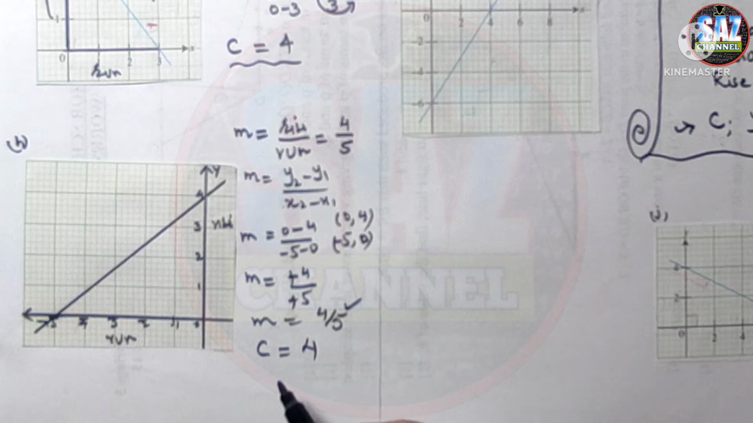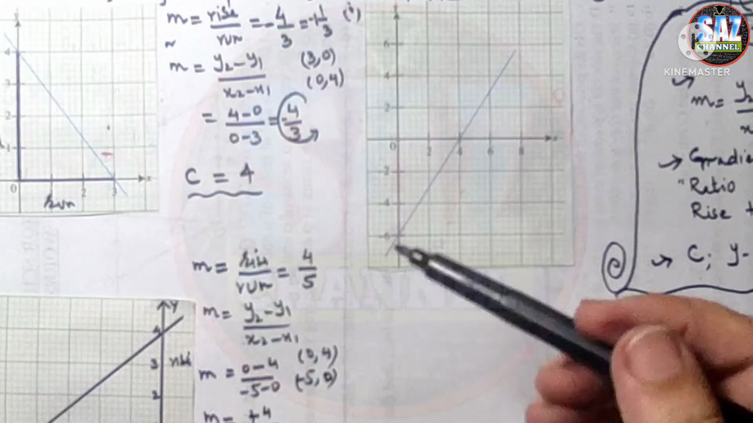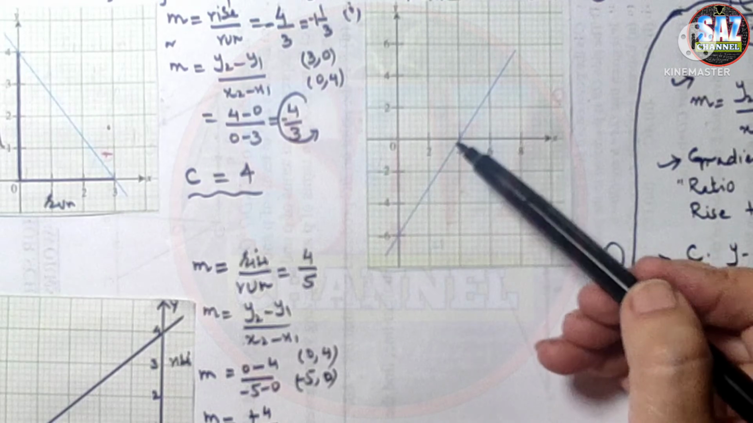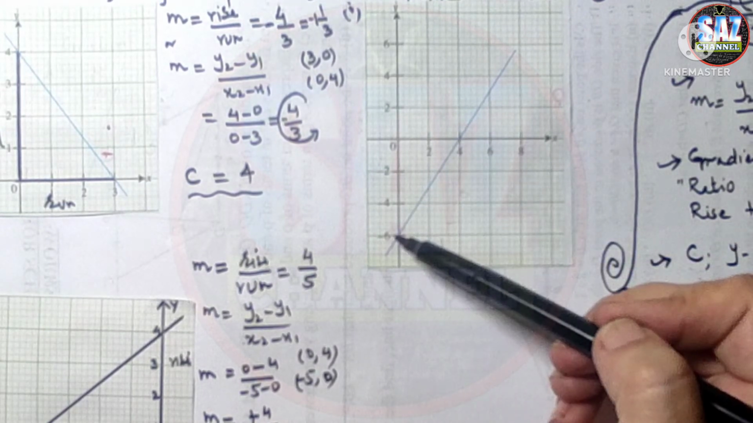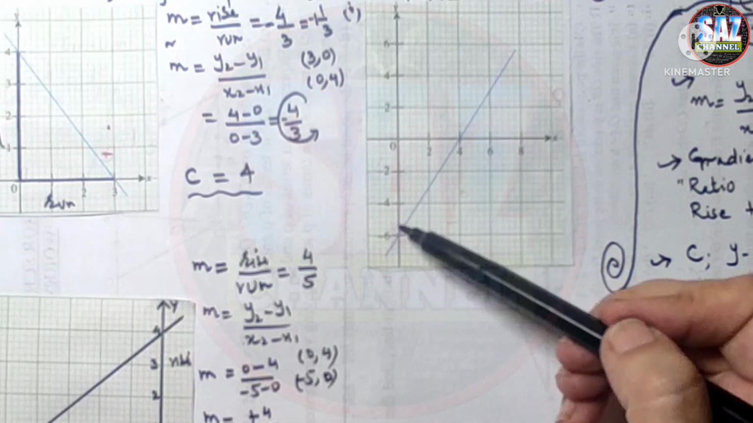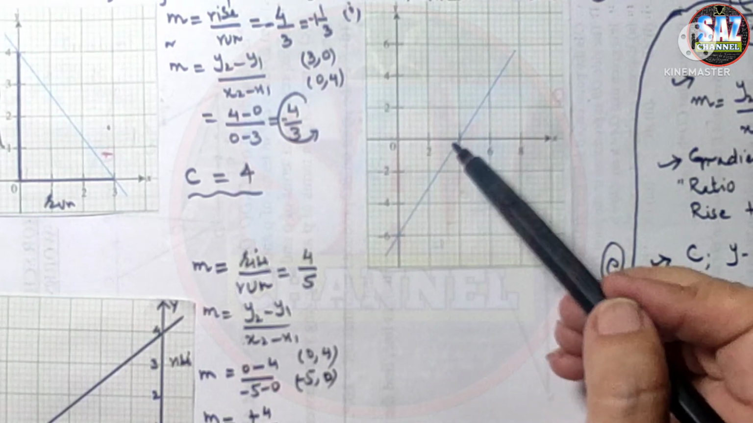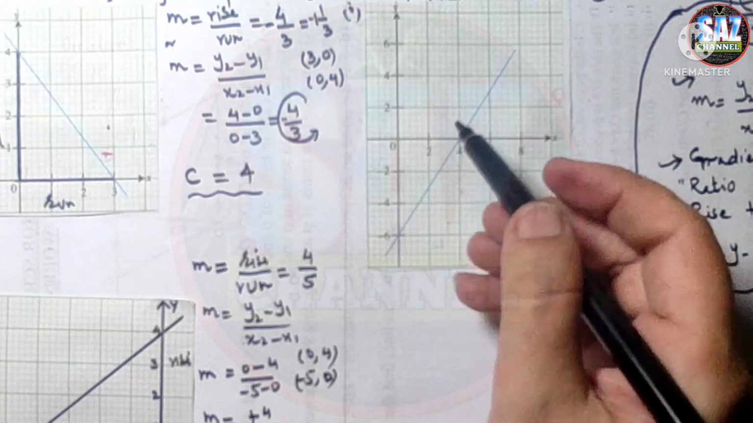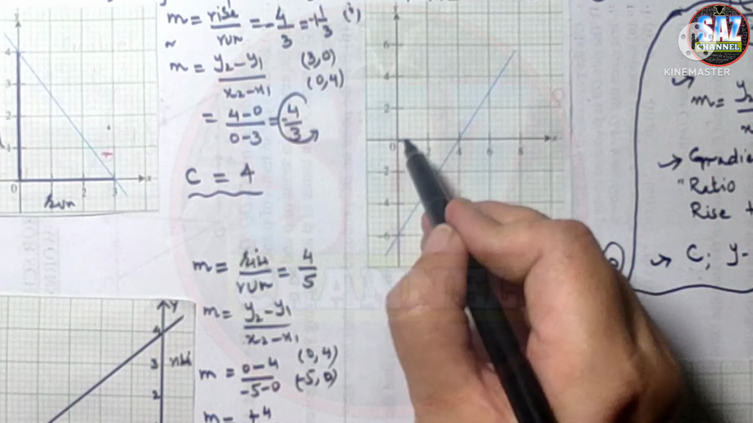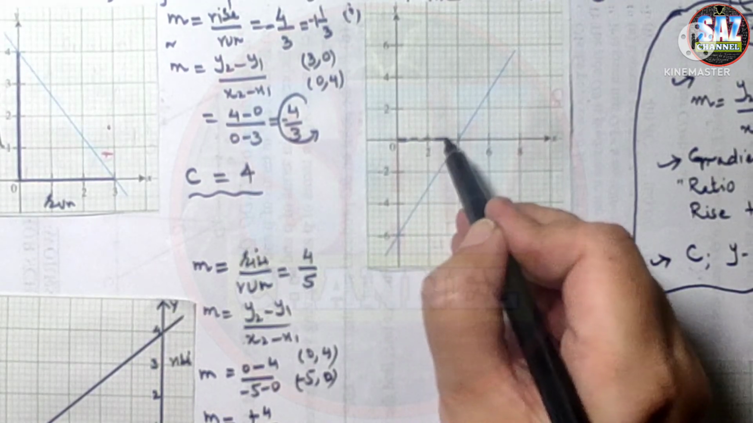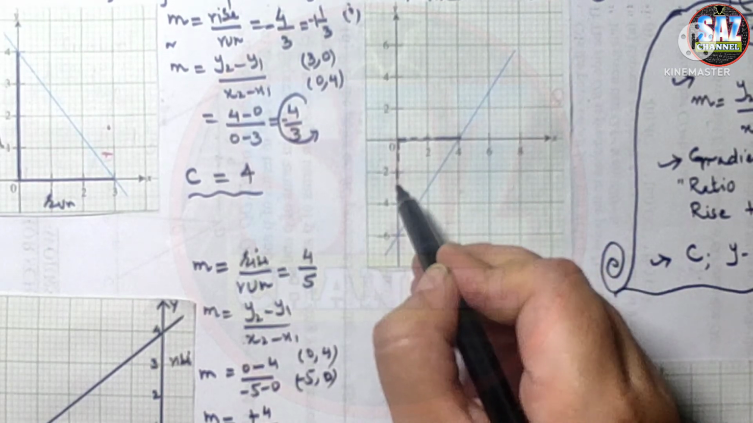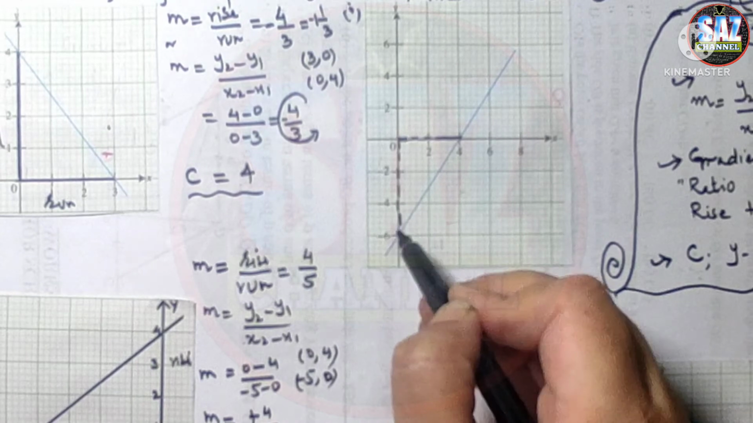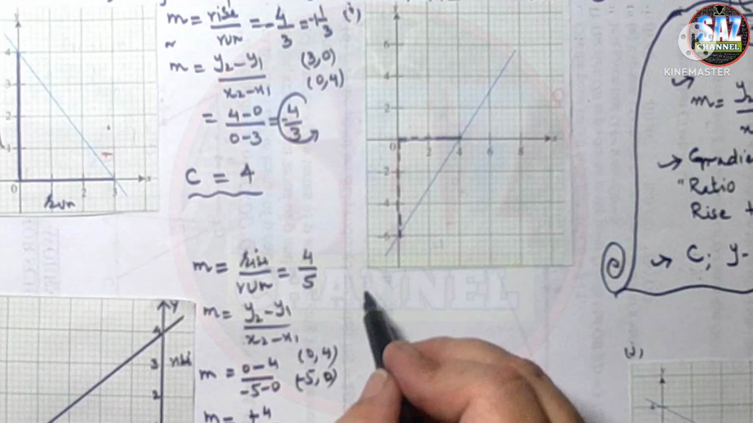Moving to I part, and in I part the line which is given to us is meeting the x-axis at 0.4 and the y-axis at 0.6. Now what to do to find the gradient? We know that for the gradient we have to take any two points and try to complete a right triangle, and then take the ratio of height and base of that triangle.